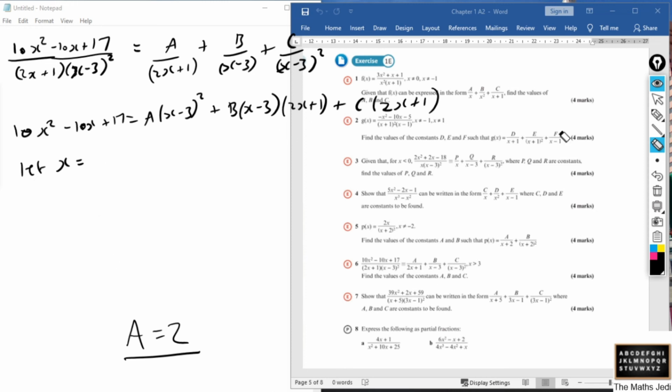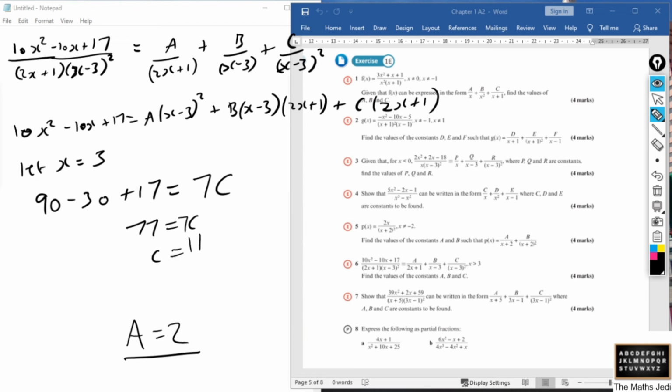To get the value of b, we'll skip that for now. Let's let x be 3 to get rid of a and b and give us the value of c. So we're going to have 3 squared is 9, 90, minus 30 plus 17. Then that's going to go, that's going to go. That leaves me with this one. So 2 3s are 6 plus 1 is 7c. So that's 60 plus 17. So that's 77. So c is 11.